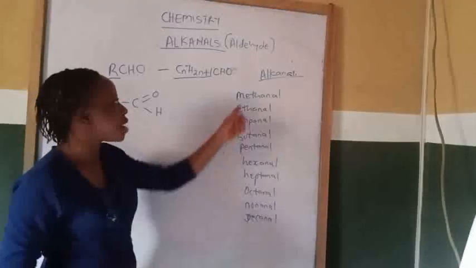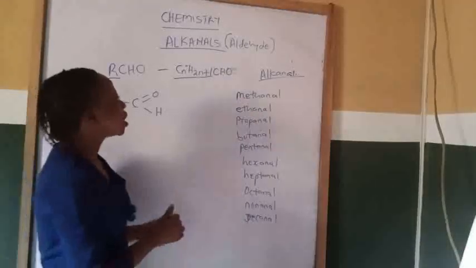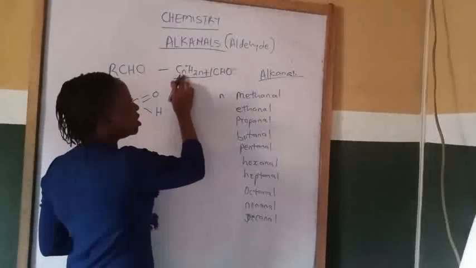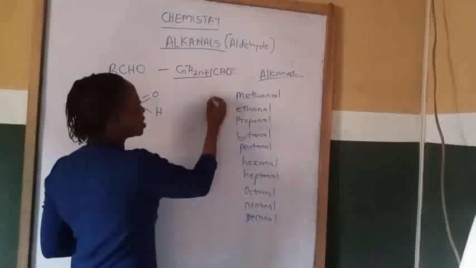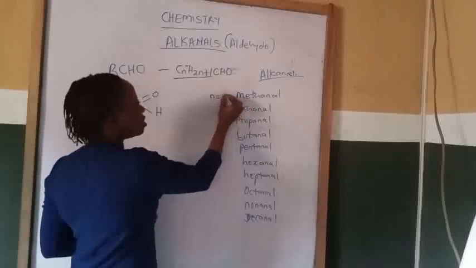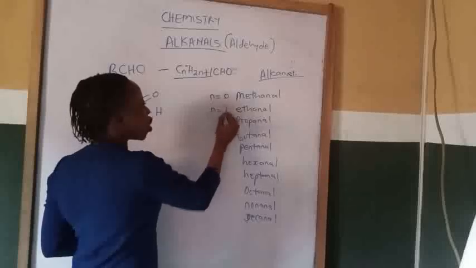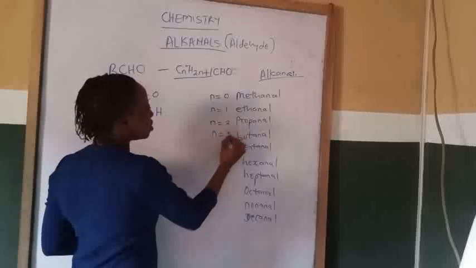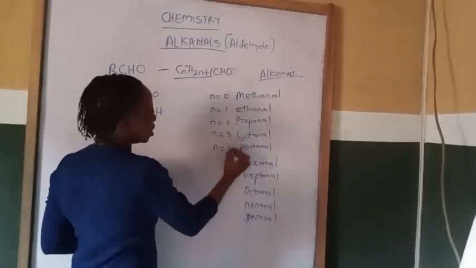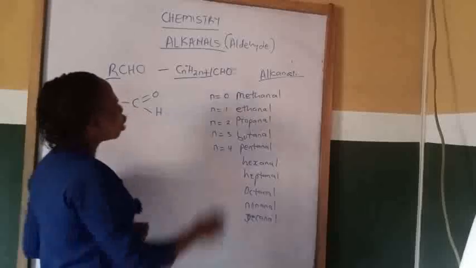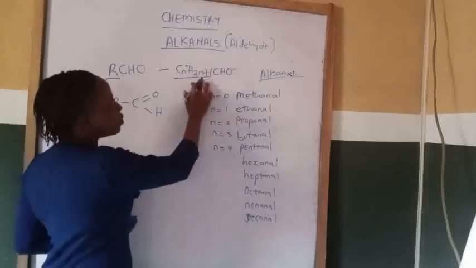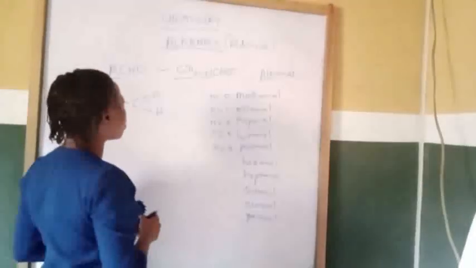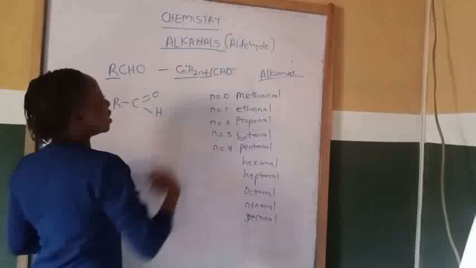Then the molecular formula for the first member: don't forget that n is a whole number, the number of carbon atoms minus one. The number of moles for the first member is 0, the second member is 1, the third member is 2, the fourth member is 3, the fifth member will be 4, and so on. If you want to get the molecular formula for the first member, substitute 0 into this general formula.